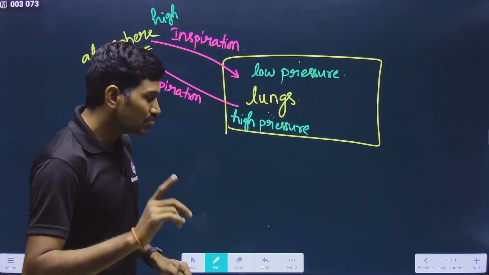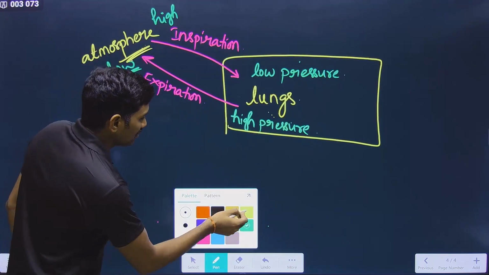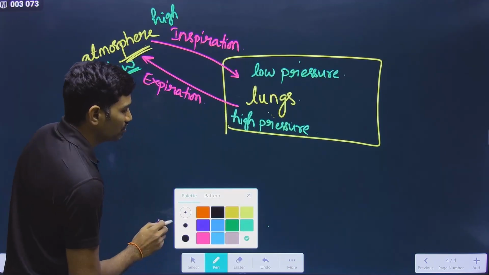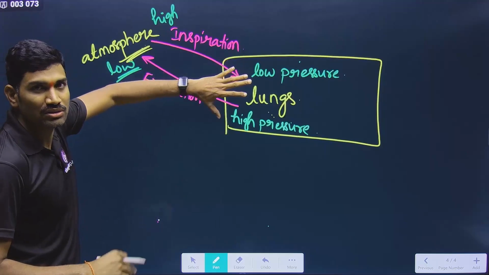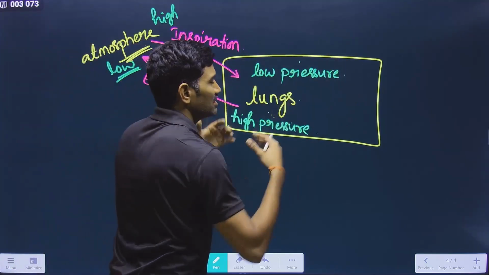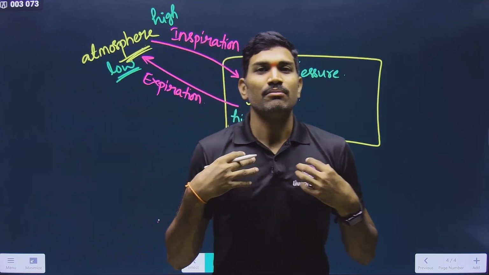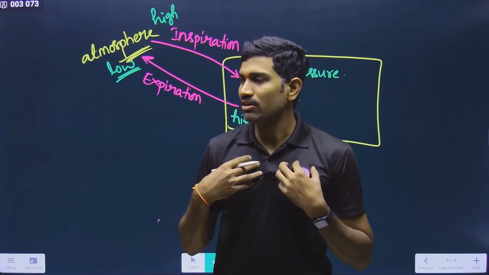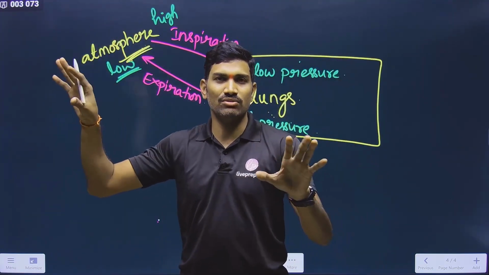Yes, we understood. But there is another important point. Now just focus on this one. I hope now you understood this. Now come to the next point. What is the next point? See here, the lungs are part of the human body. Please remember we are talking about two things: the lungs and the atmosphere.